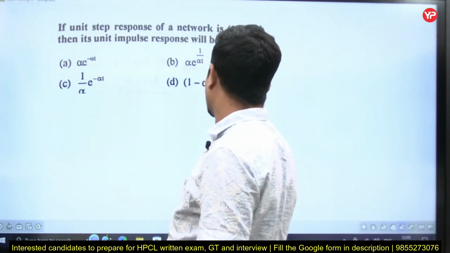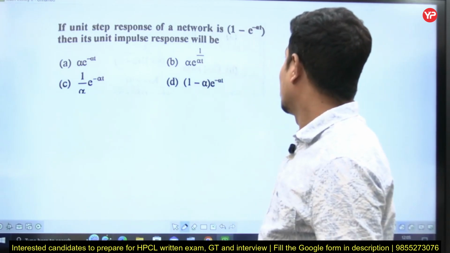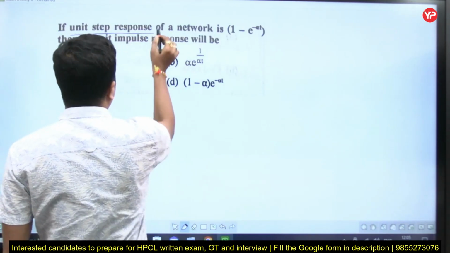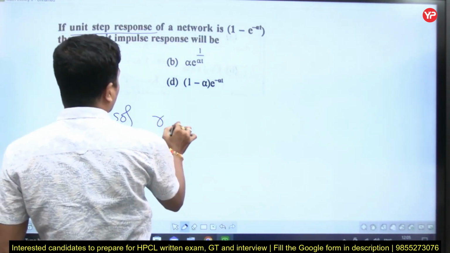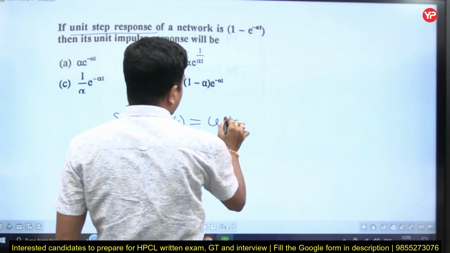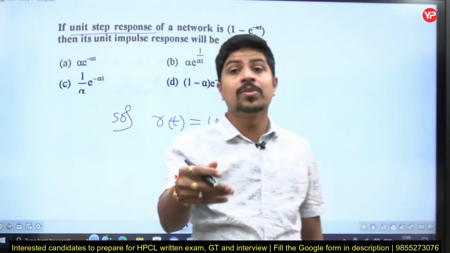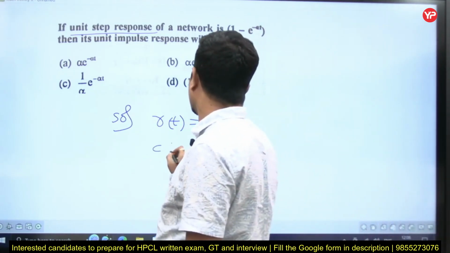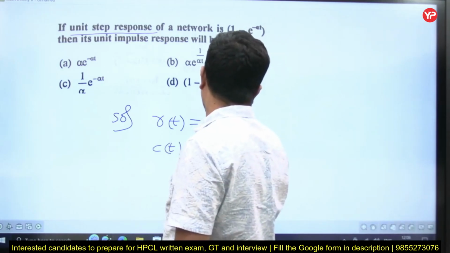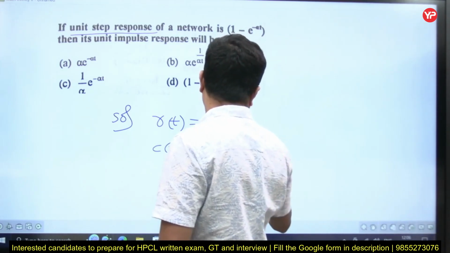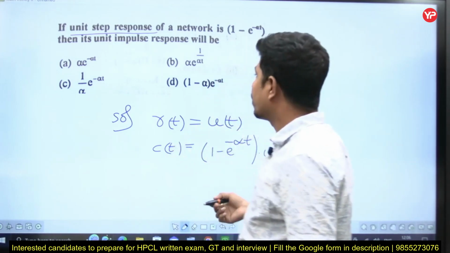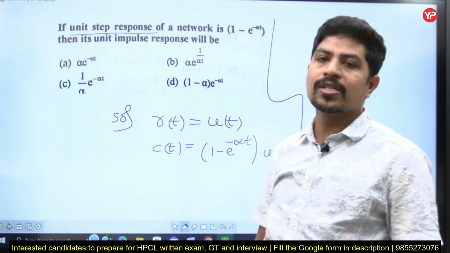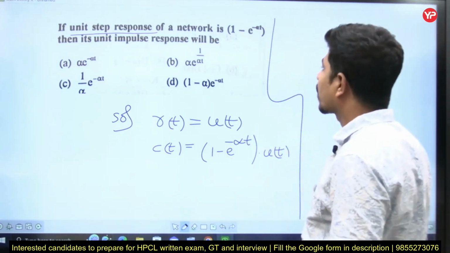The unit step response of a network is 1 minus e power minus alpha t. Understand what is given. Unit step response means the input r of t is equal to u of t. Step response means the input is step, ramp response means the input is ramp, parabolic response means the input is parabolic. The output given is 1 minus e power minus alpha t, multiplied by u of t, because all this action happens from t equal to 0 only. Before t equal to 0, nothing is there. Initial conditions are 0.